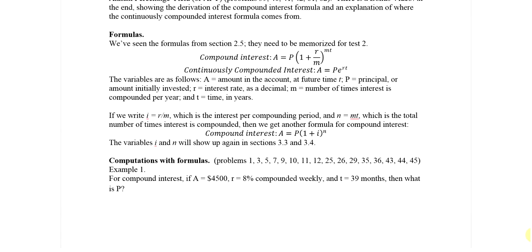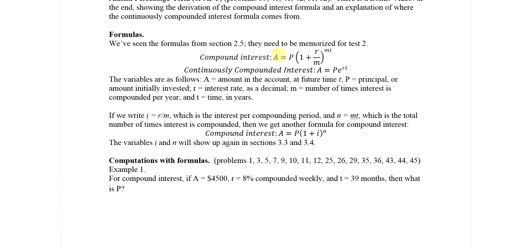We've actually seen these from section 2.5. Unlike test 1, you have to memorize these for test 2. In fact, the College of Business insists that you have these memorized before you leave this class. So compound interest, A equals P times (1 plus R over M) to the MT. Continuously compounded interest, A equals P e to the RT. These are both exponential functions. This is why we need logs, right? As logarithms allow us to solve exponential functions.